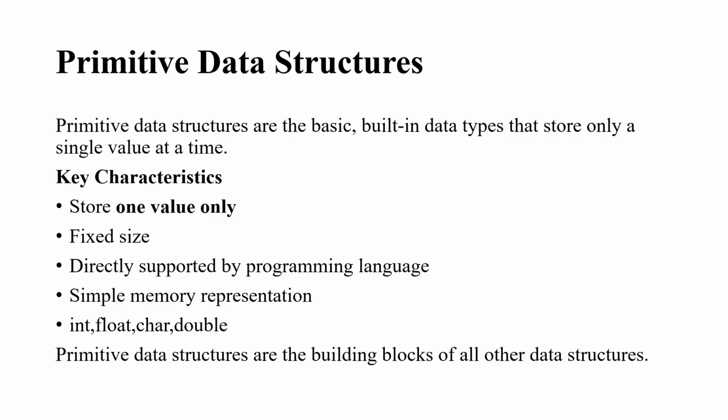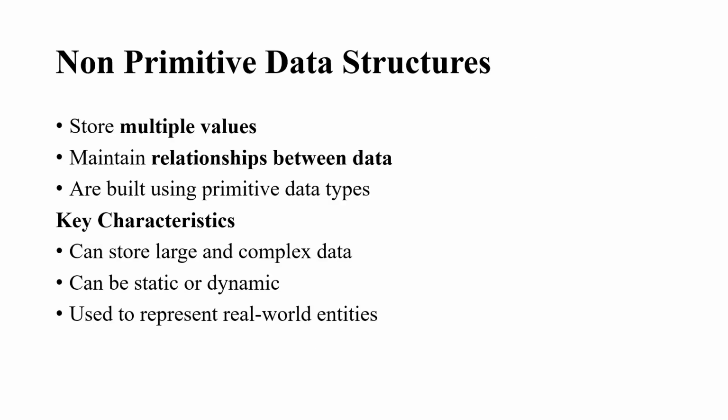What are the key characteristics? Primitive data structures store one value at a time. They have a fixed size and simple memory representation. So these are the building blocks of all your other data structures. And what are the non-primitive data structures? To put it simply, non-primitive data structures will store multiple values.